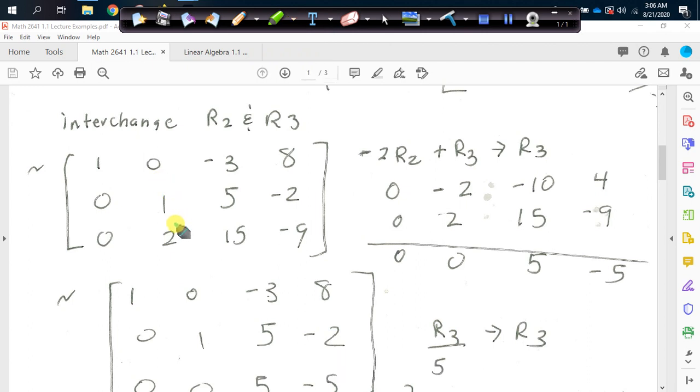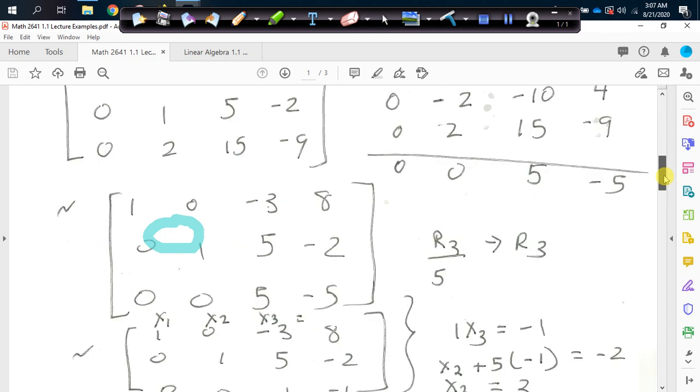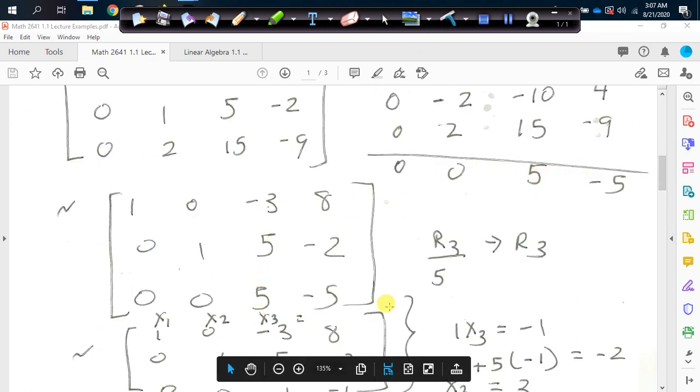And then I want to eliminate this right here. So I'm going to multiply row 2 by a negative 2, and then I'm going to add it to row 3, and that's going to be my new row 3. So I have a 0, a negative 2, a 10, and a 4, and I add it to this row, and this is what I get. So I just write that in.